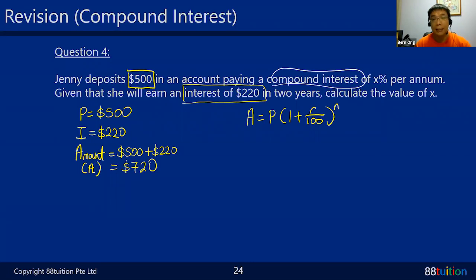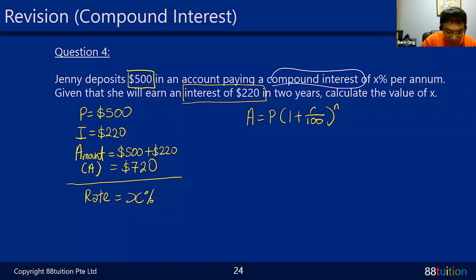These are the things that you must be able to see. The rate, I don't know. The rate is given as X%. And N means the number of periods. In this case, it's 2 years, because the interest is per annum, so N in this case is 2.